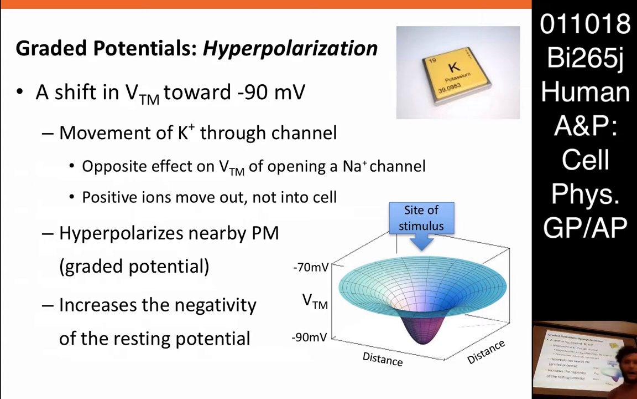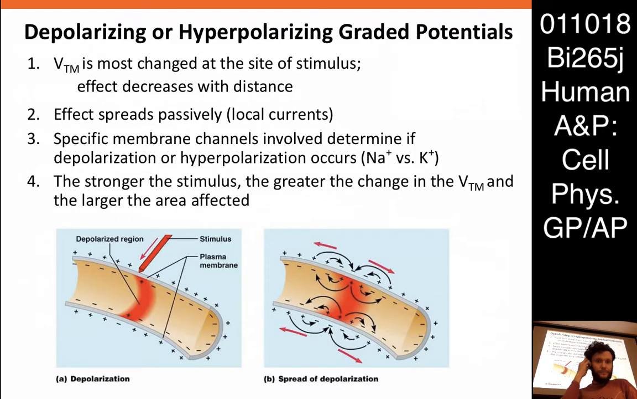On the other hand, with potassium, the site of stimulation is in the same spot, but it's going to change the membrane potential in the opposite direction. It's going to increase the negativity of the resting potential. It's going to head towards minus 90. All right. Is there anything else there? No. Okay. So these graded potentials can either be depolarizing or hyperpolarizing, depending upon what type of channel was opened.